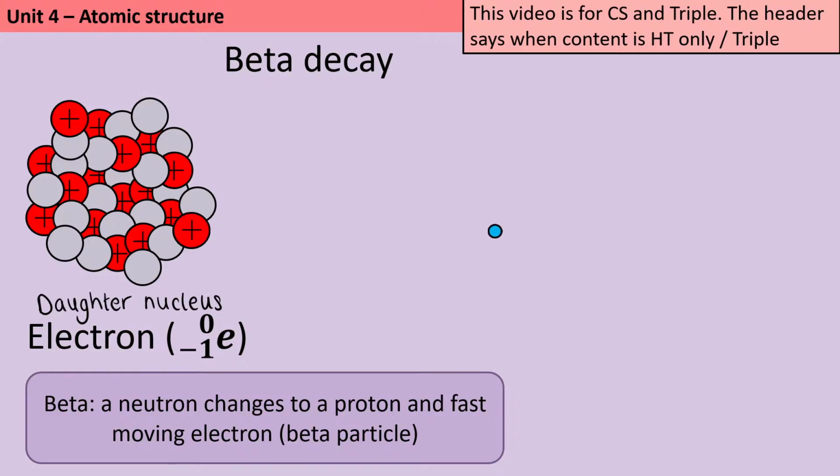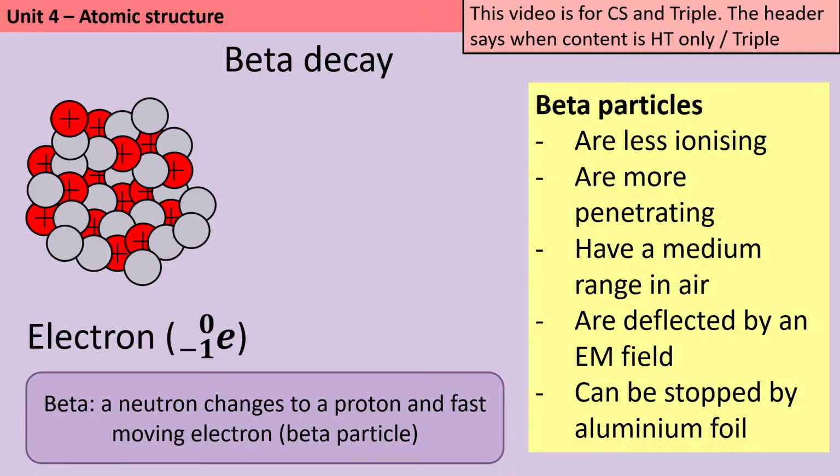Again, this element is going to turn into a different element because it now has one more proton than it had before. Beta particles are less ionising than alpha particles, both because they're smaller and because they have a lower charge. However, they are more penetrating because they're smaller, so they can get further before they're stopped. They have a medium range in air, and they're still deflected by an electromagnetic field, but they'll be pushed in the opposite direction to an alpha particle, and they'll also be deflected more because they're a lighter particle, so the same sized force can push the particle further. Beta particles can be stopped by thin aluminium foil.